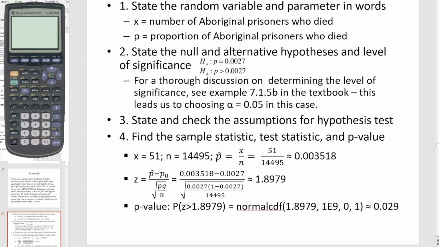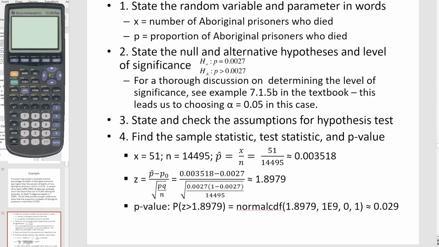So first, we want to state our random variable and our parameter in words. So X is the number of Aboriginal prisoners who died, and P is the proportion of Aboriginal prisoners who died. Step 2 is to state the null and alternative hypotheses in words, and the level of significance.